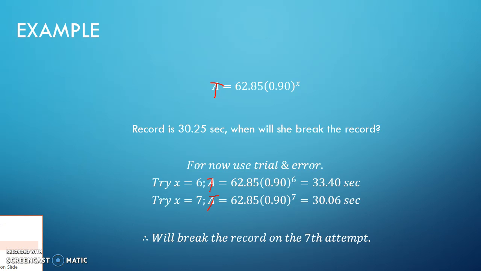Ignore that, that's not seconds, that's minutes. And on the seventh try, her time should be down to 30.06 minutes. So around about the seventh attempt is when she's going to break that record. Now that's providing her times continue to decrease at the same rate. She might plateau earlier, but that's what we're working with.